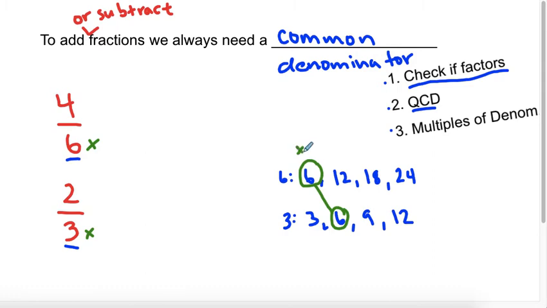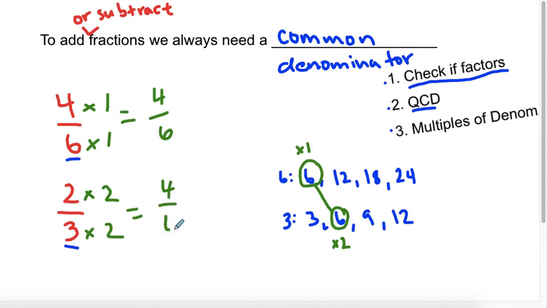Now you'll notice, 6 is the first multiple of 6. So this would be like multiplying by 1. 6 is the second multiple of 3. This would be like multiplying by 2. So over here, we're going to multiply 3 times 2, the top by 2 also, and then 6 by 1, and the top by 1 also, which, recognize, will not change the fraction at all. Multiplying by 1 doesn't change the number. And we again have our similar fractions with a common denominator of 6.